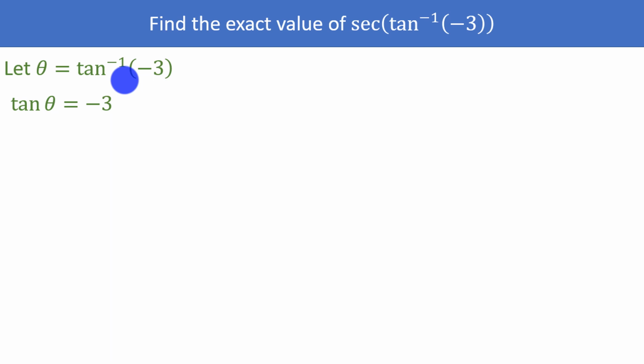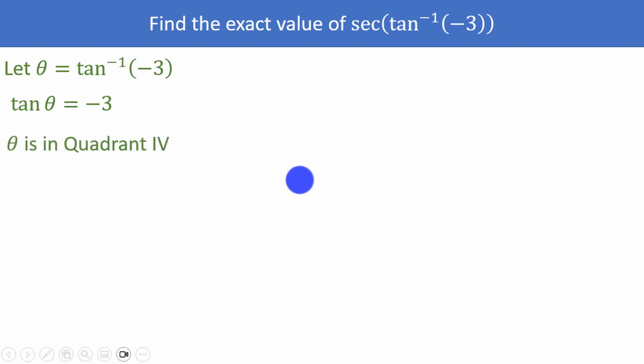Okay, so which of those two quadrants, either quadrant 4 or quadrant 1, is tangent negative? Well, in quadrant 1, all the trig functions are positive, so it must be quadrant 4. Indeed, it is quadrant 4. Tangent is negative in quadrant 4 because sine and cosine will have opposite signs. So we must be in quadrant 4.